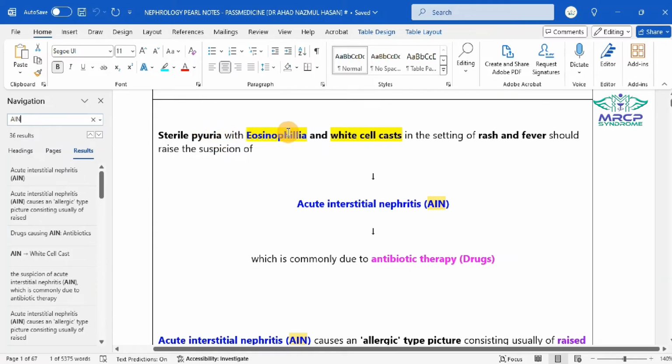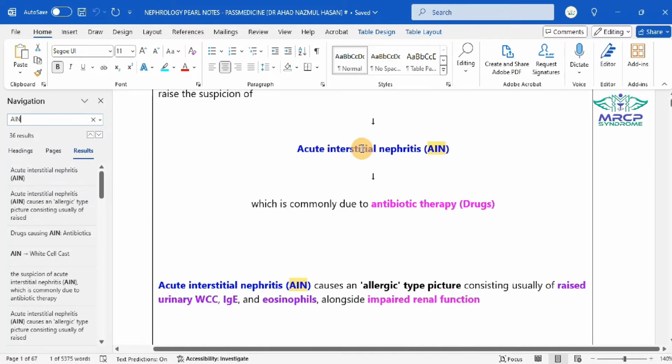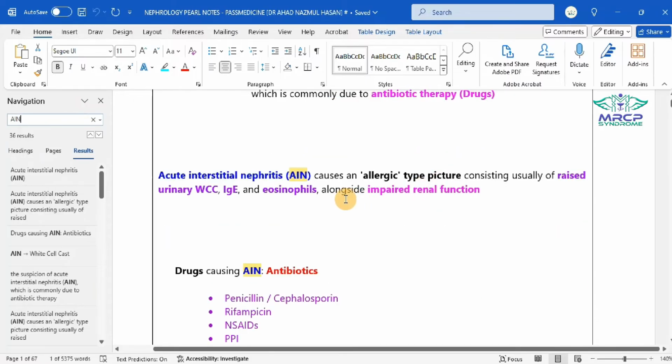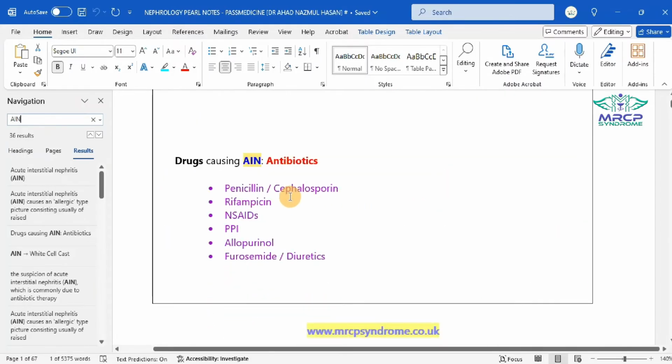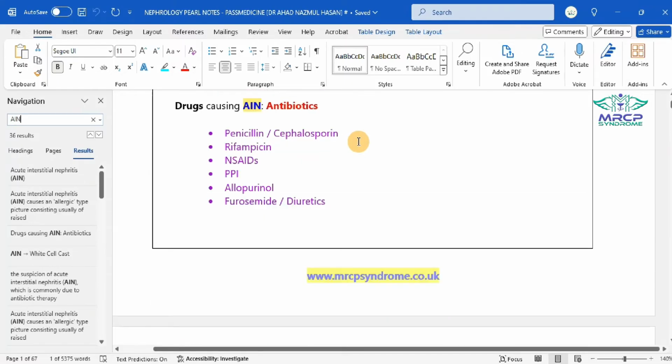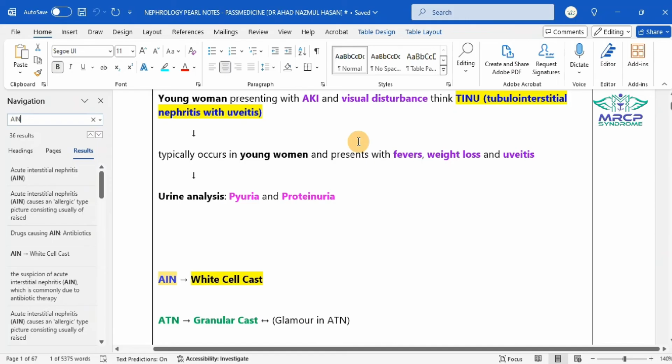Sterile pyuria with eosinophilia, white cell cast in the setting of rash and fever should raise the suspicion of acute interstitial nephritis, which is commonly due to antibiotic therapy. So penicillin, cephalosporin, NSAIDs, PPI, allopurinol, furosemide, diuretics, and rifampicin. Another one is acyclovir. But always remember the 4 drugs: PPI, NSAID, acyclovir, and the antibiotics, most commonly penicillin and cephalosporin.